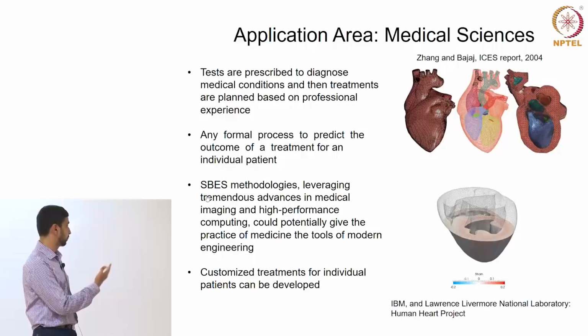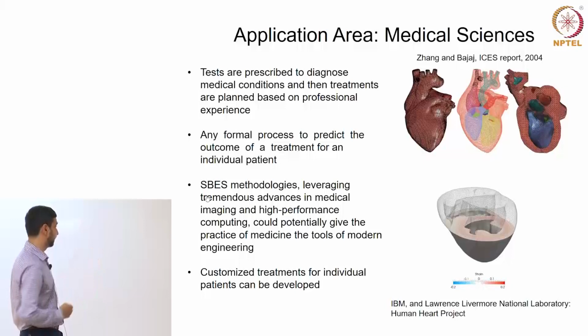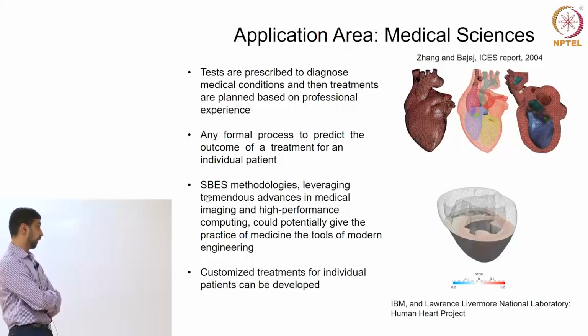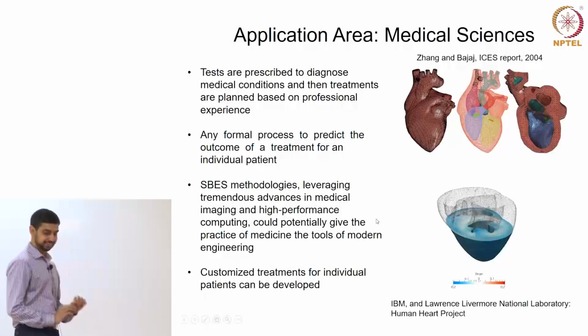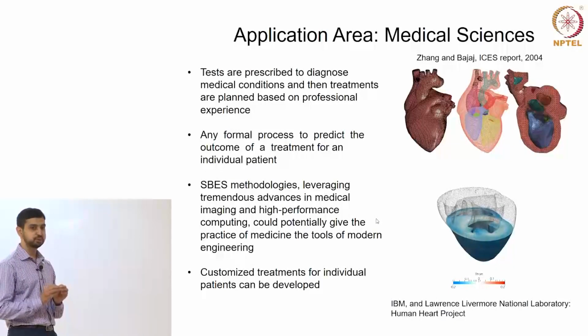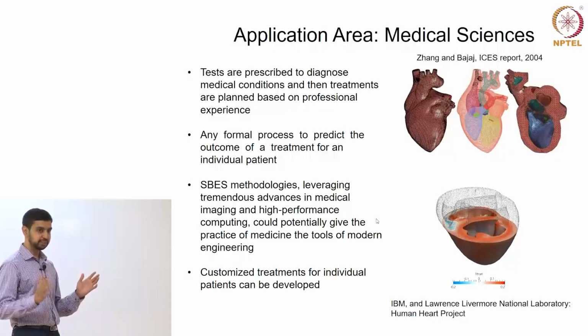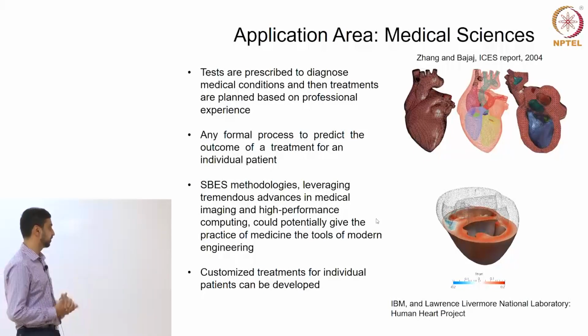Although there is no formal process to predict the outcome of a treatment for any individual patient, we may be able to, based on the simulation-based engineering sciences and methodologies. So what I'm showing here is essentially a full model of a full-grown human heart. And it is an extremely complicated thing to model, because again, you have blood flow through the arteries, you have this complicated geometrical shape, and you have tissues which are deforming under pressure from the blood which flows in the arteries, right. So all these processes need to be accounted for when you are trying to simulate this.